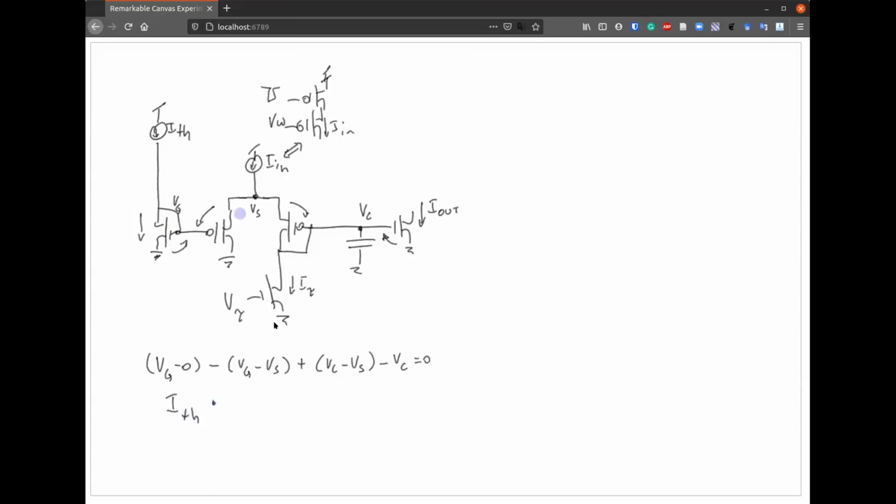We can call this one I1 and the other one I2. So this is times I1. And then, in this case, it's plus a PFET. So that would be a ratio. But if we, sorry, I forgot to put I1.